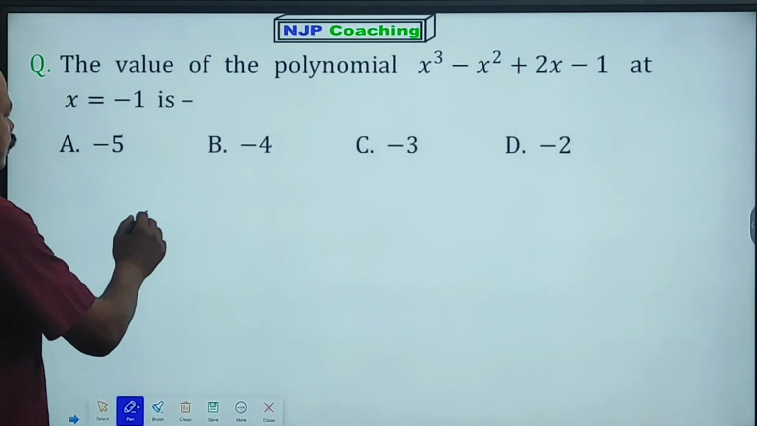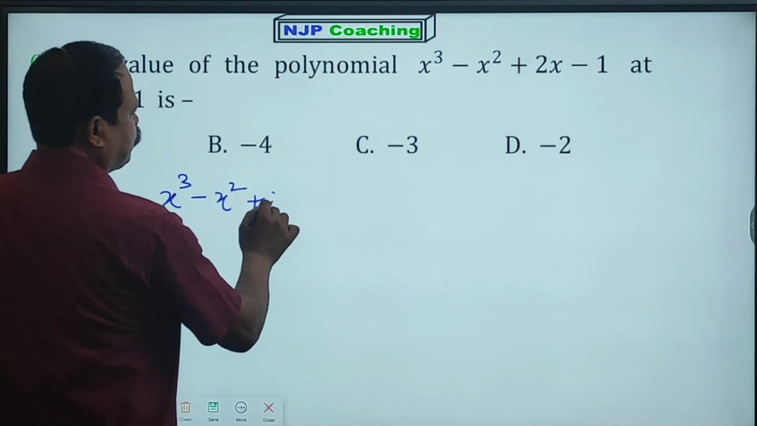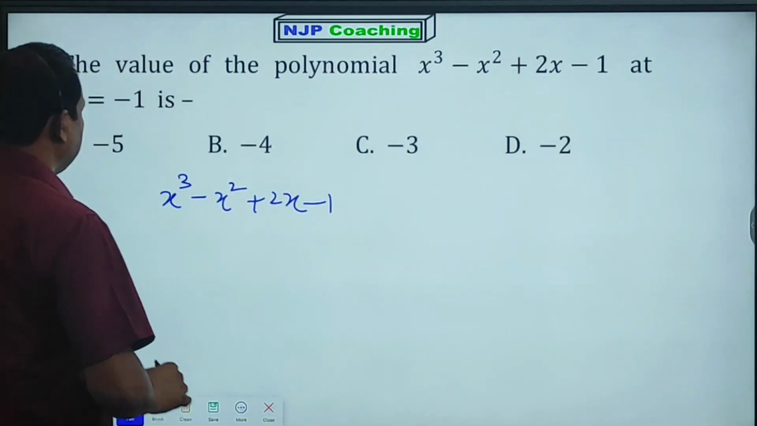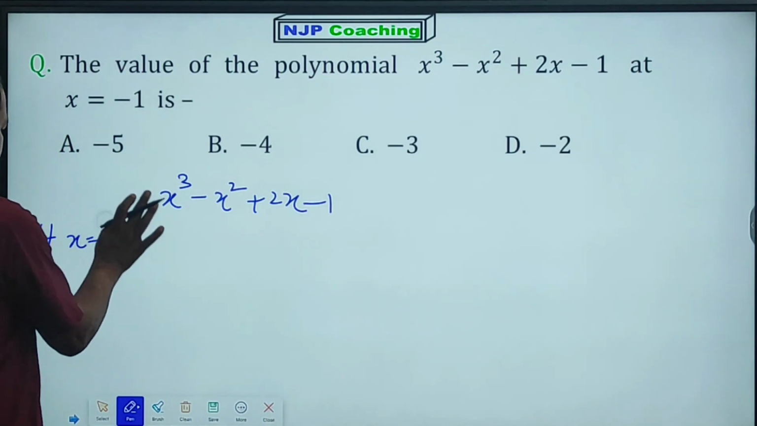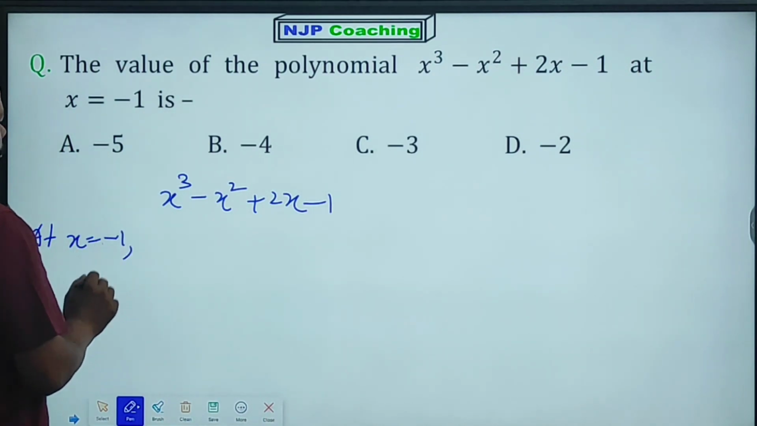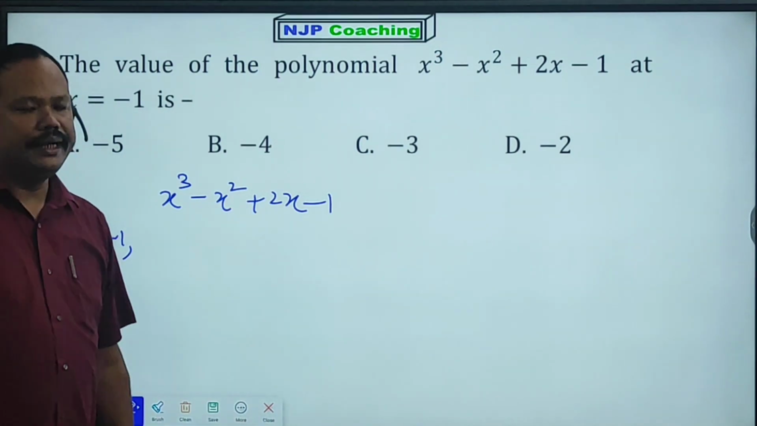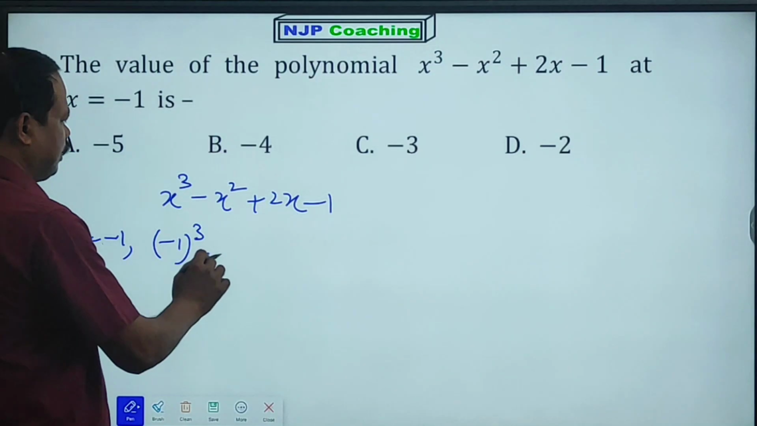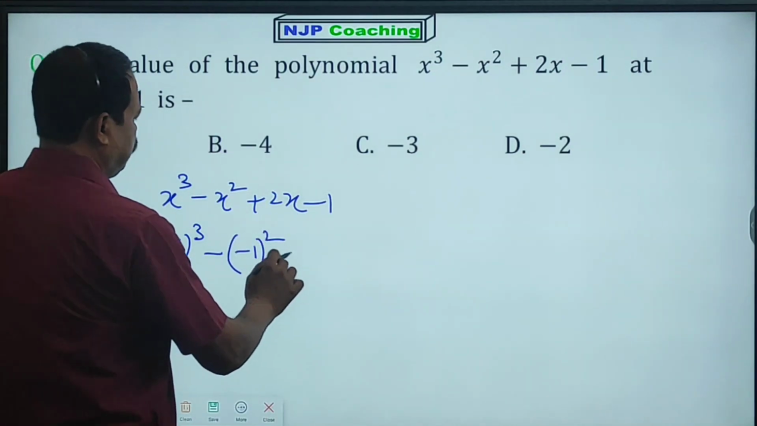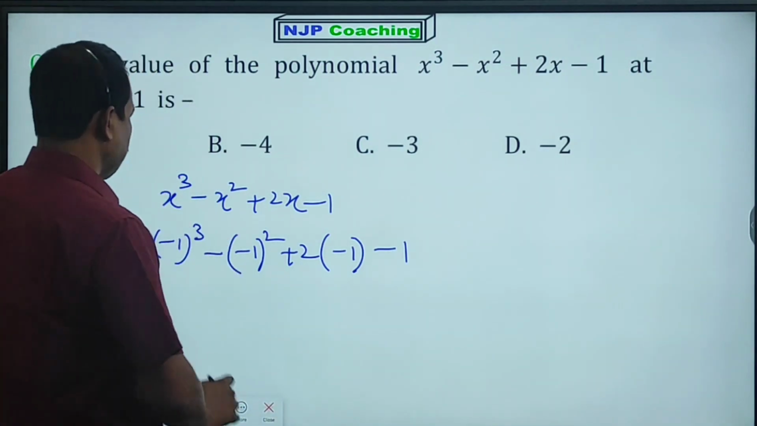We have the polynomial x cube minus x square plus 2x minus 1, at x equal to minus 1. That means we have to put the value of x equal to minus 1. So minus 1 cube minus minus 1 square plus 2 into minus 1 minus 1.